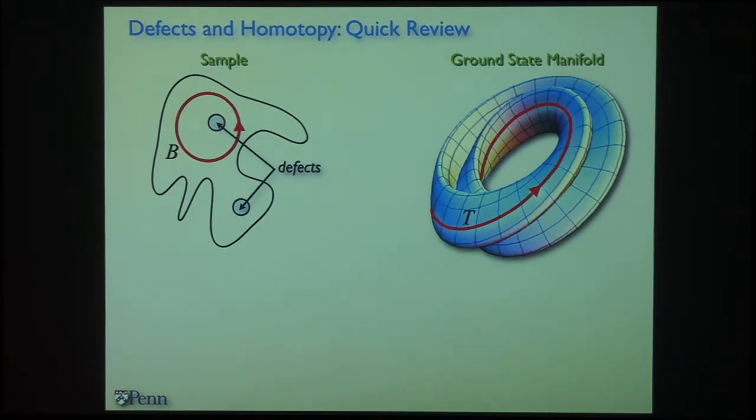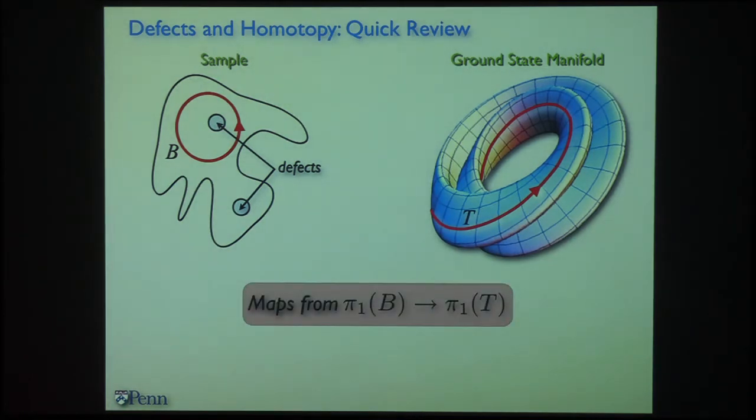And there's this whole beautiful theory called homotopy theory that allows you to discuss how maps behave from closed circles here to closed paths here. And you can classify topological defects by talking about maps from this group to that group. This is the group of loops.